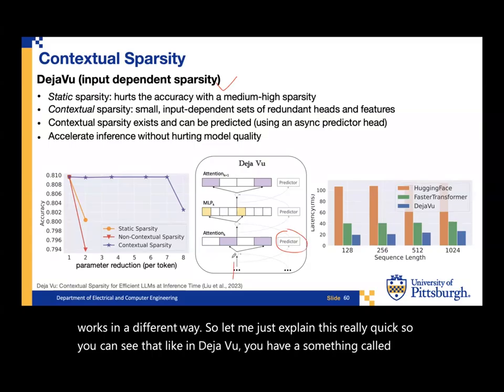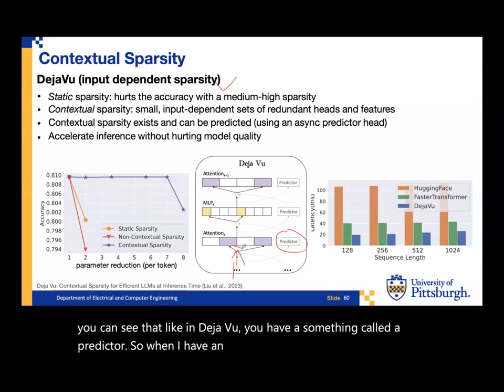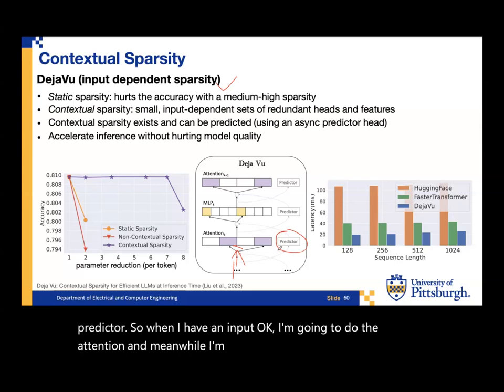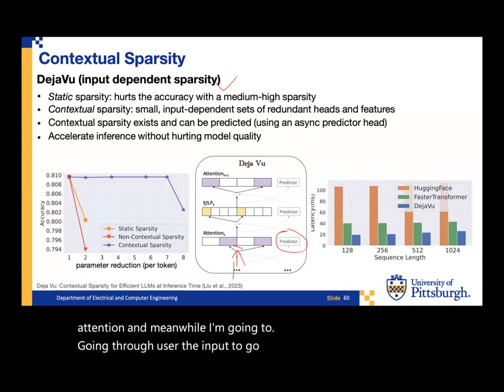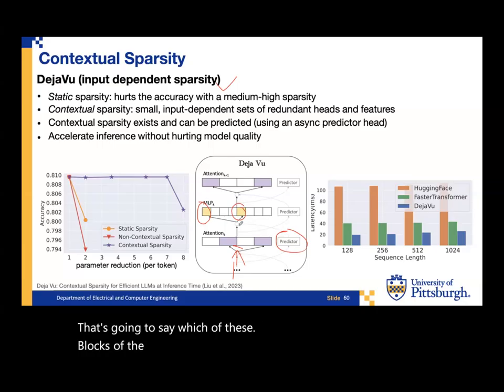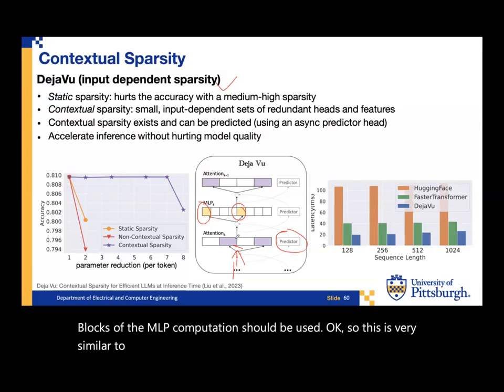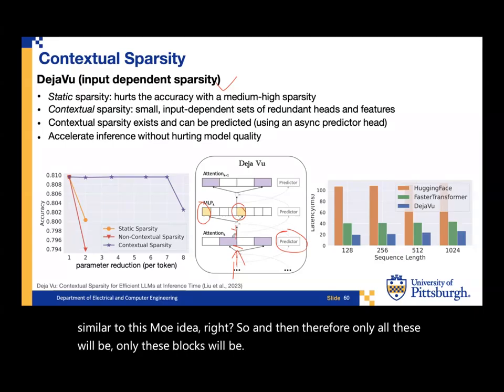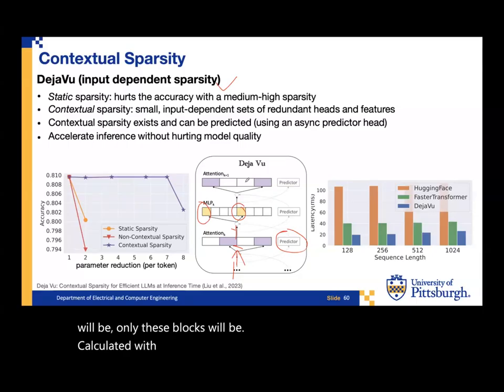So when I have an input, I'm going to do the attention, and meanwhile, I'm going to use the input to go to the predictor. The predictor is going to say which of these blocks of the MLP computation should be used. So this is very similar to this MOE idea, right? And therefore only these blocks will be calculated with the attention. So that's the deja vu idea.